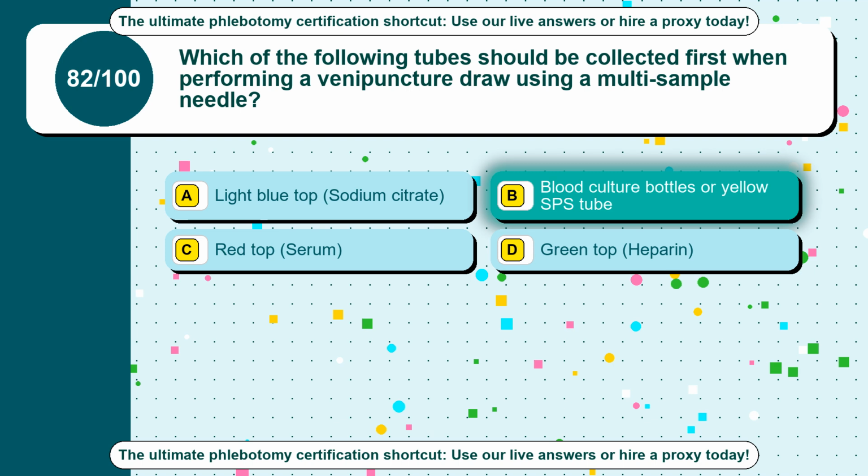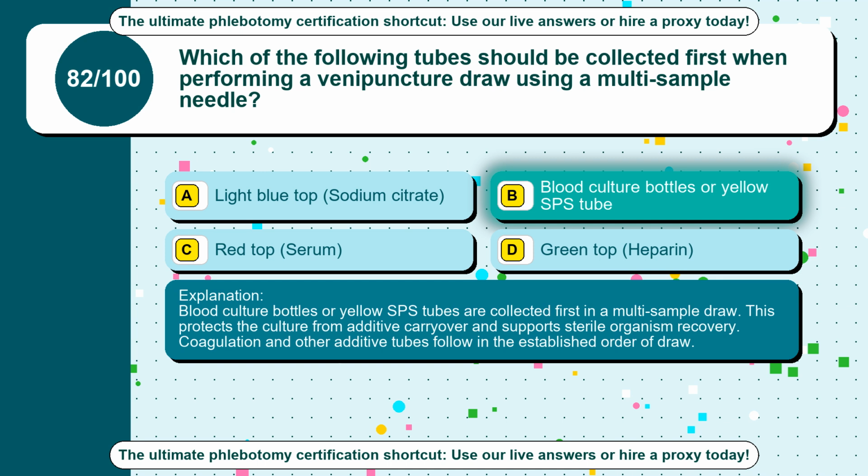The correct answer is option B, blood culture bottles or yellow SPS tube. Blood culture bottles or yellow SPS tubes are collected first in a multisample draw. This protects the culture from additive carryover and supports sterile organism recovery. Coagulation and other additive tubes follow in the established order of draw.